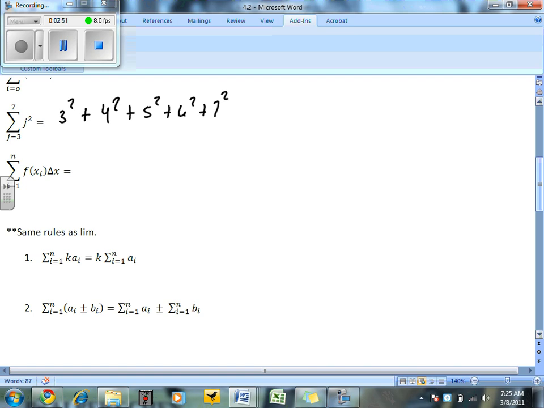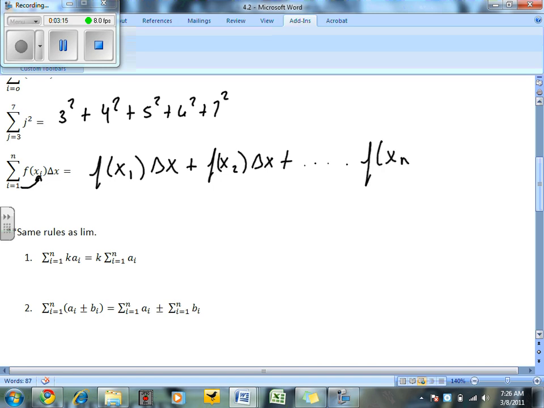And the last one here, let me move this for you. It says i equal to 1 as our lower bound, and we're going to n. So wherever we see i, we're going to start with 1 and go all the way to n. So we're going to have f of x1 times delta x, plus f of x2 delta x, plus dot dot dot, all the way until f of xn delta x.